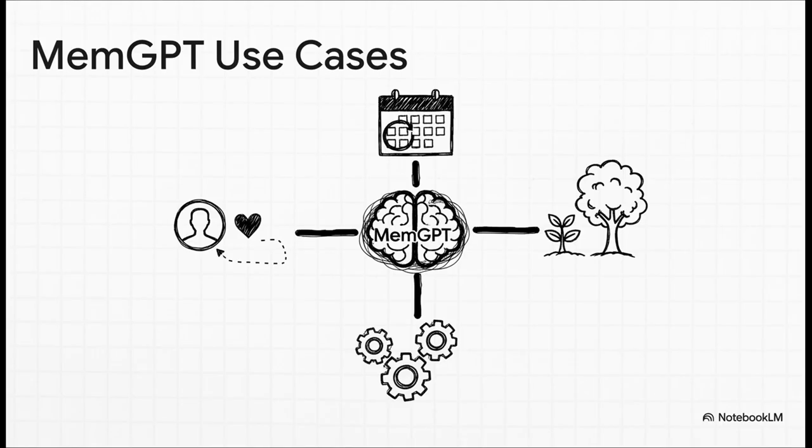We're talking about a personal assistant that actually remembers your preferences from week to week, or an autonomous agent that can manage a complex project over several days without ever losing track of what it's supposed to be doing. Anytime your agent needs to learn, adapt, and evolve over time, yeah, that's a job for MemGPT.